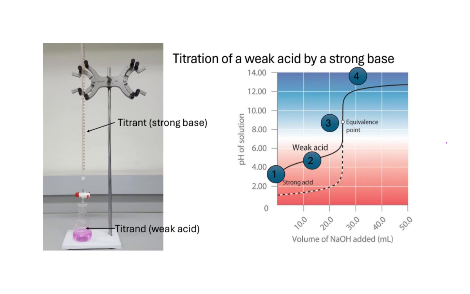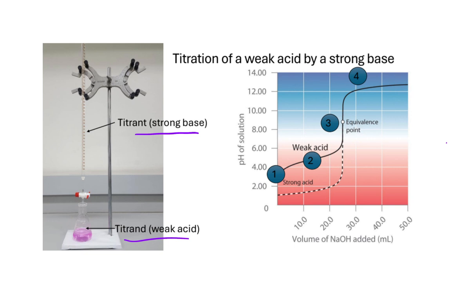Let's look at the titration of a weak acid by a strong base. So again, thinking about the setup for this titration. The strong base, the titrant, is going to go in the burette, and the weak acid in solution is going to be in the Erlenmeyer flask. We've already looked at the titration of a strong acid with a strong base.